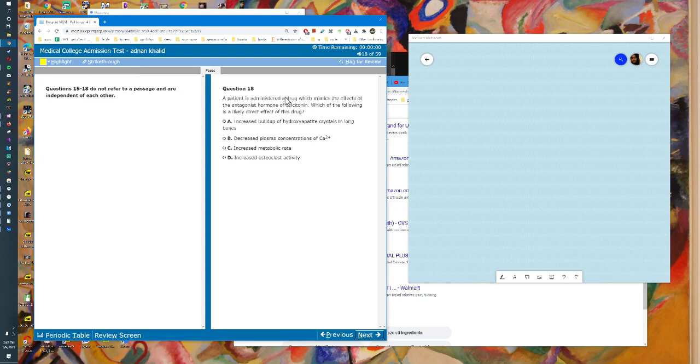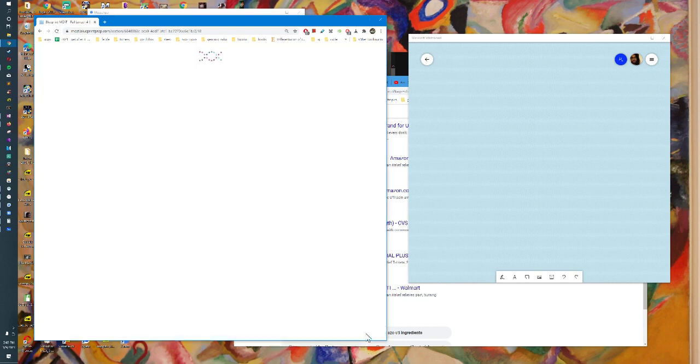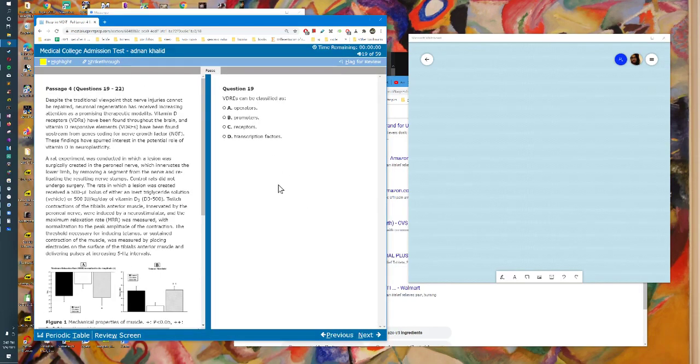Calcitonin tones down. It's either going to be this or this. Wait, this and this are the same thing. So it's going to do the opposite, which is that. VDREs, vitamin D responsive elements, upstream from genes. Okay, so aren't they promoters?